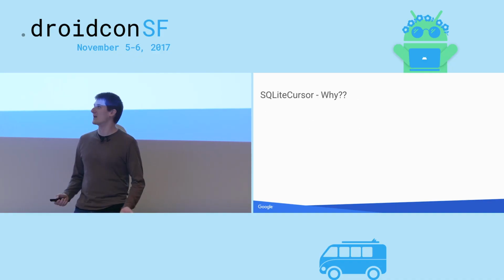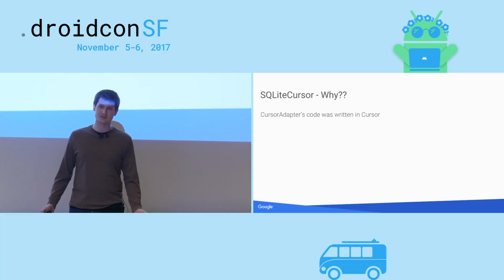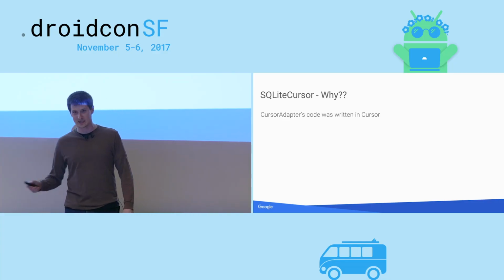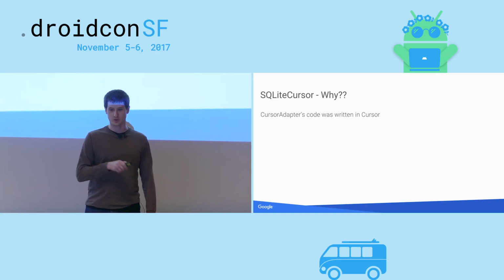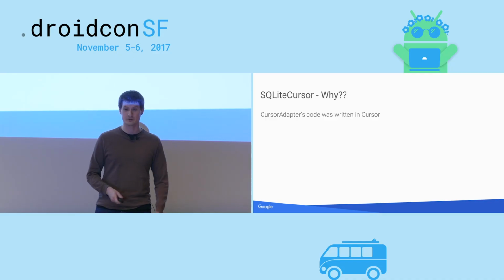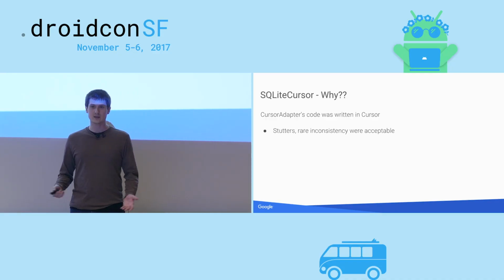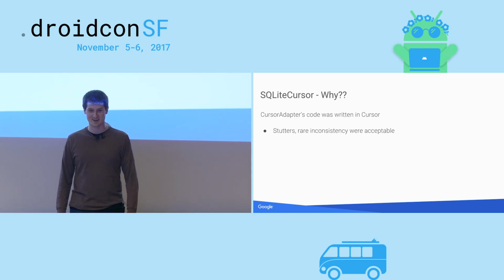So why on earth is SQLiteCursor this weird and this strange? And really, a lot of this is understandable when you frame it as, this was written 10 years ago as the implementation of cursor adapter. Cursor has all of these strange behaviors in its paging because this is where the implementation of cursor adapter was. And 10 years ago, we were in a much different app development landscape, shall we say.